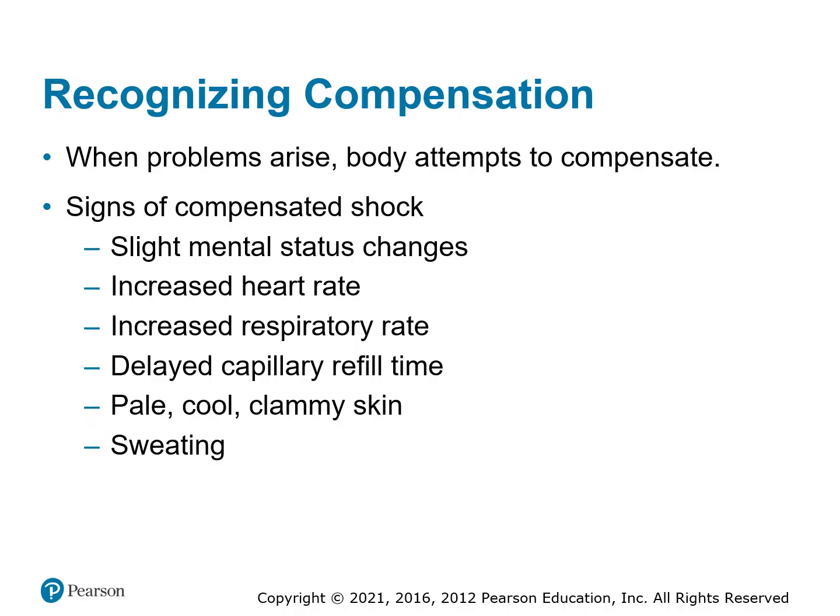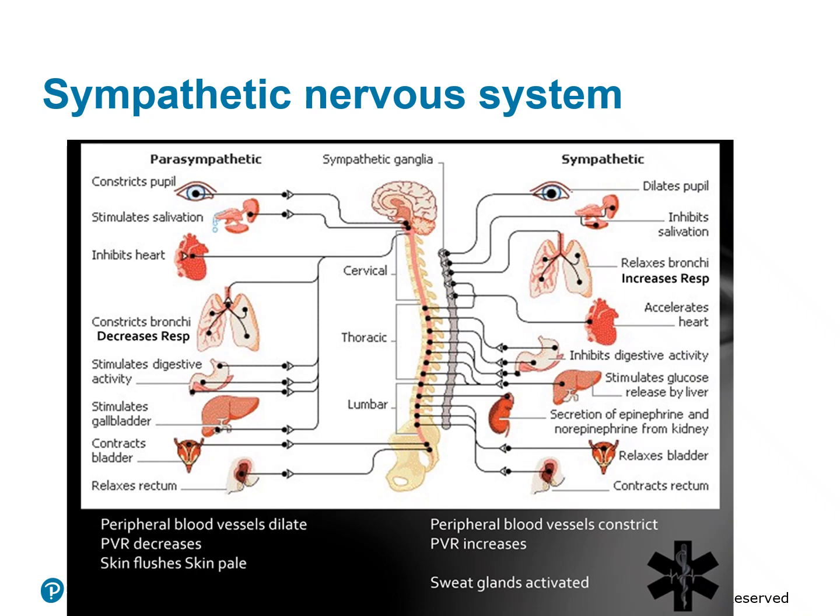And pale, cool, clammy skin and sweating. Remember, this is the body's response. This is the body trying to protect itself. So we look for those for compensation. And then we remember the sympathetic nervous system and what it does. We're going to have dilated pupils. We're going to have, and remember the things that can affect these little things. Overall, this is what you would see in a patient.